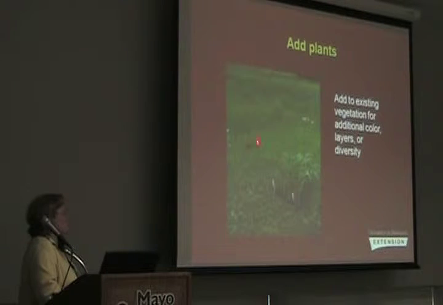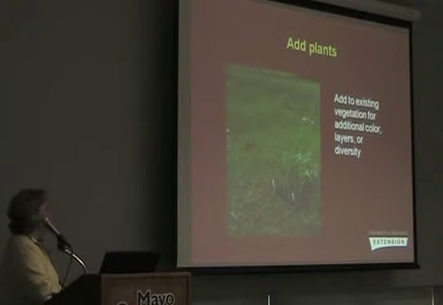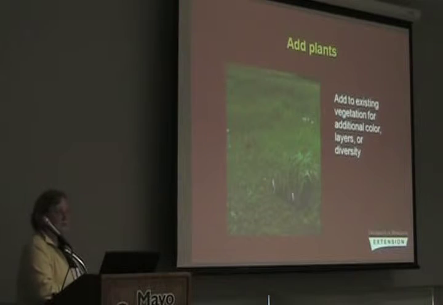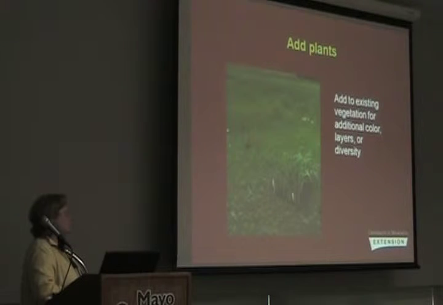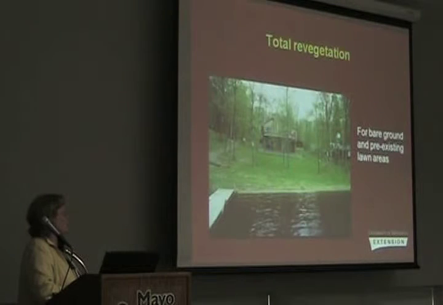Another strategy is if you've already got some vegetation growing, but maybe it's sparse, maybe you want to add diversity, some color, some layers, you can just add plants. What I mean by adding layers is if you have just all grass, maybe a few flowers, you want to add some shrubs or some trees. The reason that's important is the wildlife like that. Wildlife prefer to have different heights and levels and different kinds of plants. They like the diversity, and it also adds interest to your landscape as well.